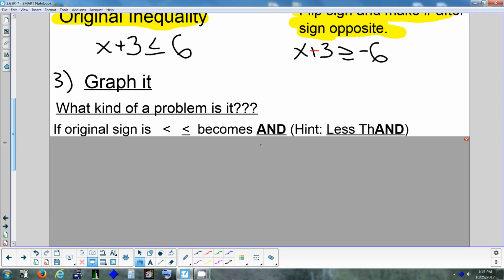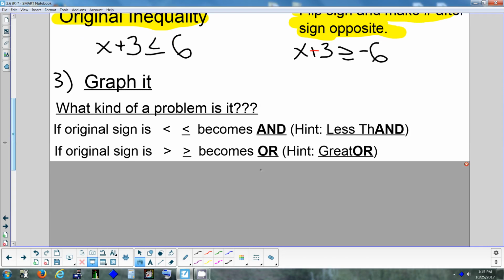So if it's less than or less than or equal to, it becomes an and. Like we said, think less than. I know it's less than, but add the D on the end to remember. If the original sign is, no, what are these signs? Greater than and greater than or equal to. Yeah, greater than or greater than or equal to, alright? It becomes an or problem. You gotta separate the two inequalities with the word or. So it's great or. Great or less than. One of these signs, it's an and. One of those signs, it's an or.